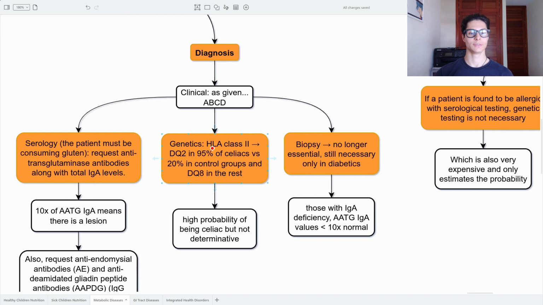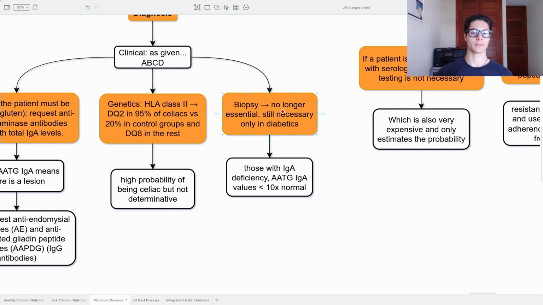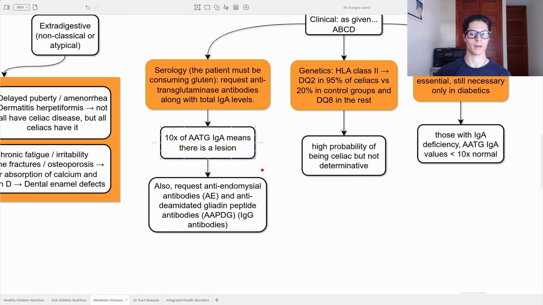Regarding genetics, though, the HLA class 2 discovers the DQ2 in 95% of celiacs versus 20% in control groups, and DQ8 in the rest. So this means if you have these modifications, the DQ2 in 95% of people and the DQ8 in the rest, there is a high probability of being celiac, but it's not determinative. Biopsy, on the other hand, is no longer essential and is still necessary only in diabetics. So those who have IgA deficiency and those who have the AATG IgA values, so these ones right here, below 10x of normal.